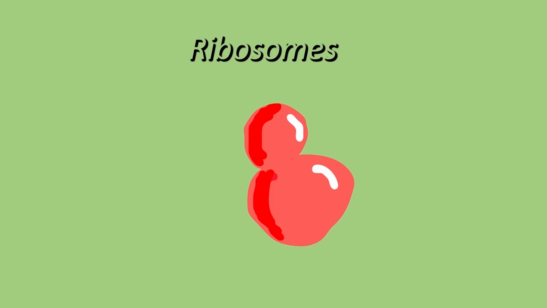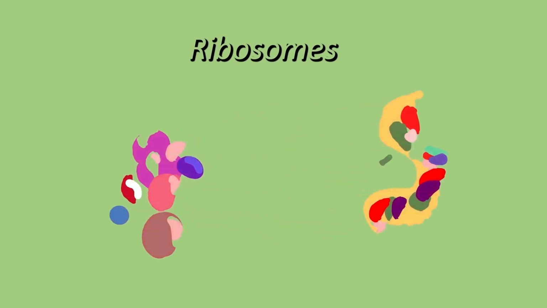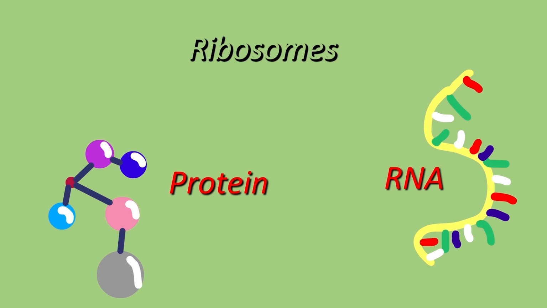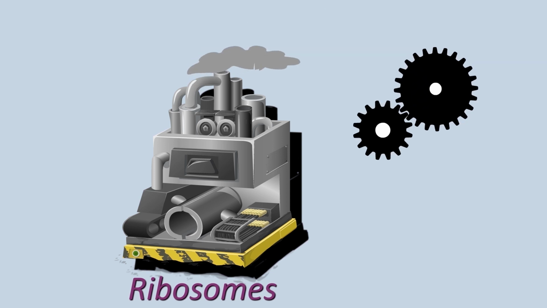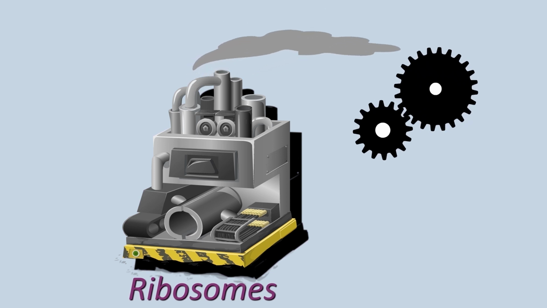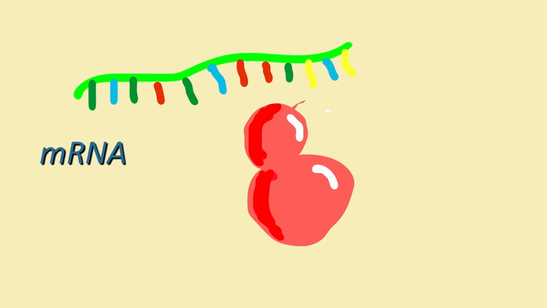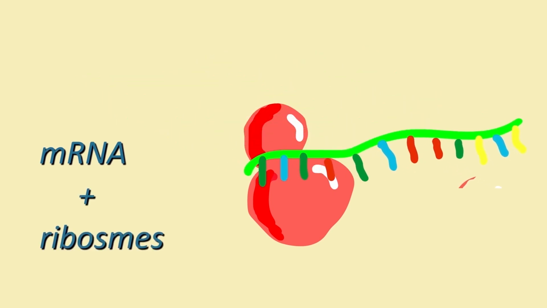Okay, now let's get into the main stuff. Ribosomes are made up of proteins and ribonucleic acids in a definite proportion. Their predominant function is protein synthesis. We will see a separate lecture on protein synthesis in the future. Sometimes ribosomes attach to messenger RNA and form a complex called polyribosomes or polysomes.